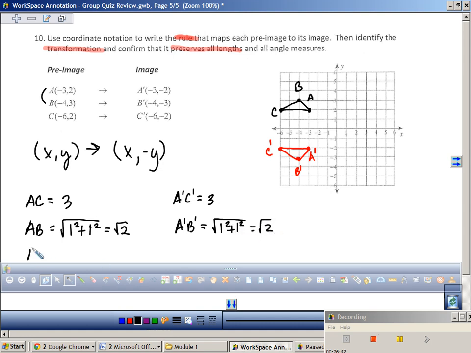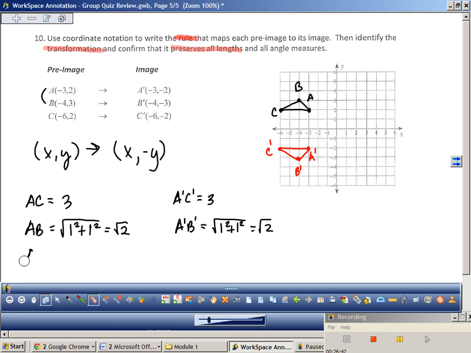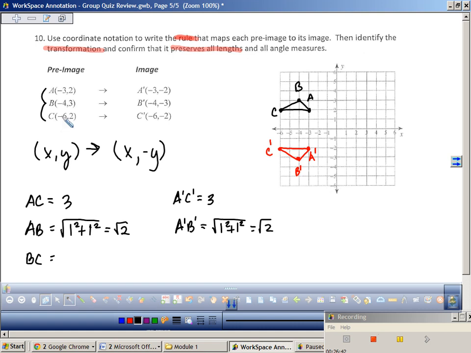What about BC? If you don't like counting on here, you can always count here, right? X is, how far is it from negative 4 to negative 6? 2 squared. Or you could have looked at it. From B to C, isn't that 2? How much is the rise? Let's see, how far is it from 3 to 2?